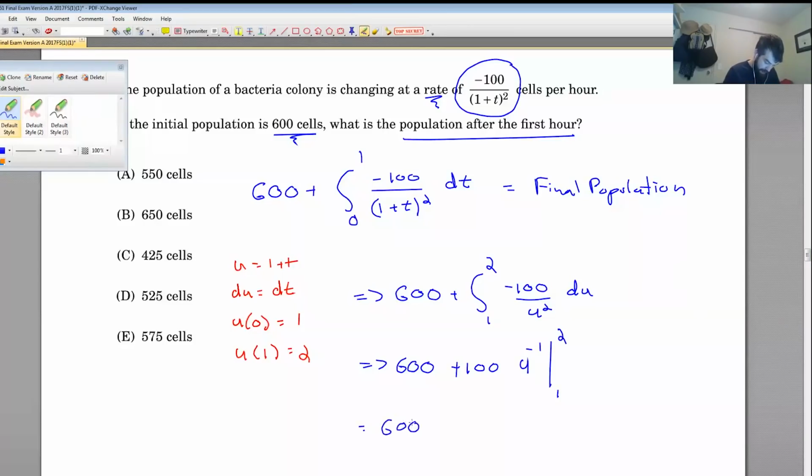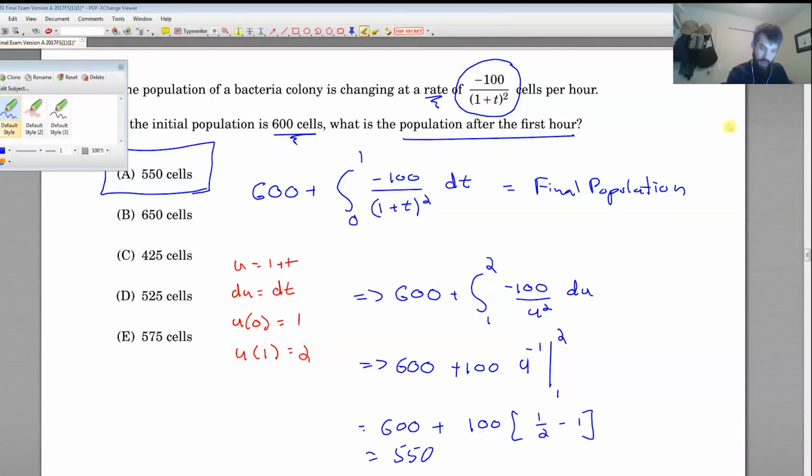So 600, and then it just died again. Okay, now it's back. 600 plus the 100, and then if I plug this in, this is going to be the value of 1/2 minus. The 100 was a negative, but I had another negative that came about. It was that when I integrated the u to the -2, it went to u to the -1 divided by -1. That second -1 made it the original -1 to a positive.